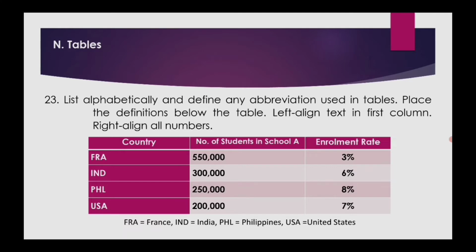Tables. List alphabetically and define any abbreviation used in tables. Place the definitions below the table. Left align text in the first column. Right align all numbers. So in this particular example, you have the column for country using the three-letter acronym, then the column for the number of students in School A, enrollment rate. But under the table, you have the legend. So what does FRA mean? That stands for France, IND for India, PHL for Philippines, USA for United States.